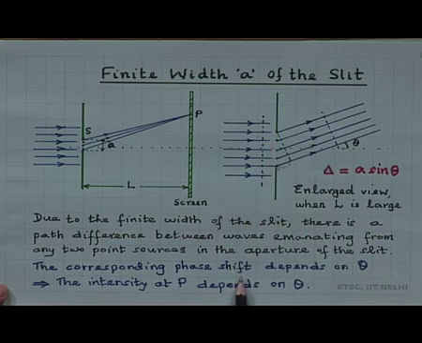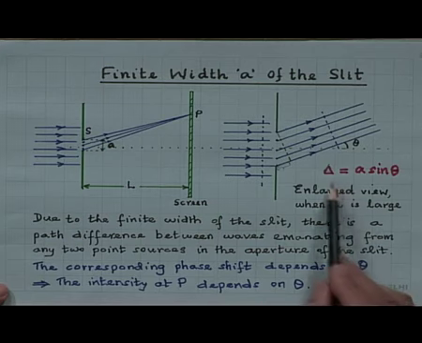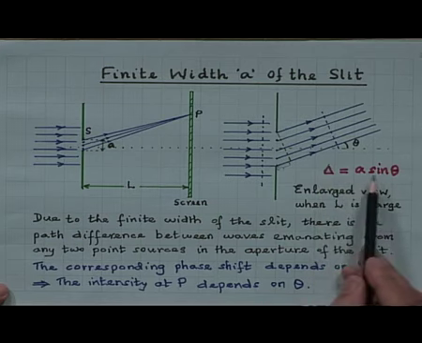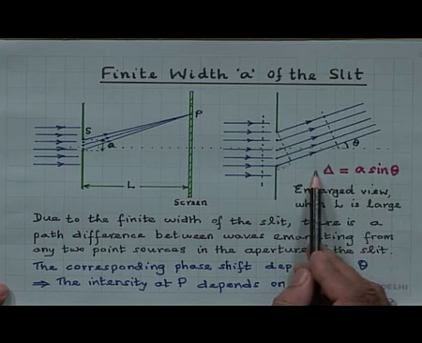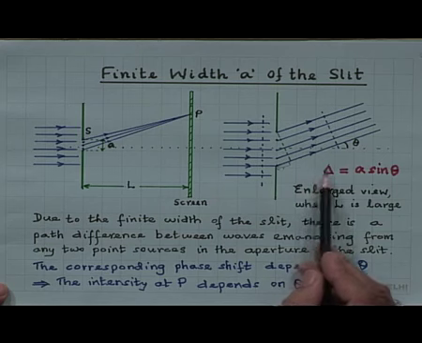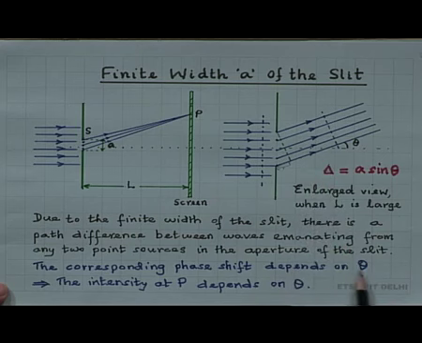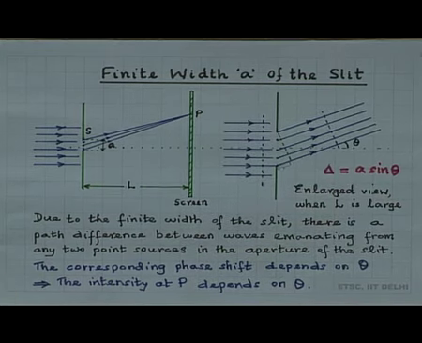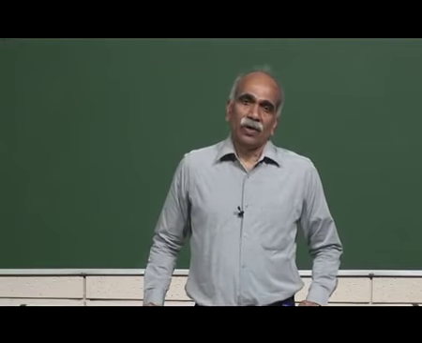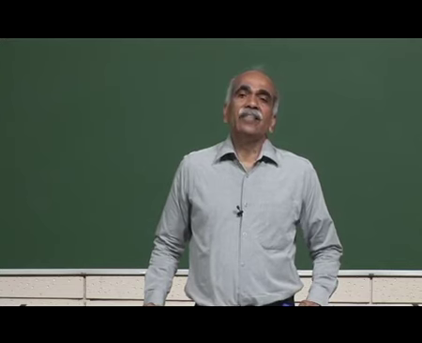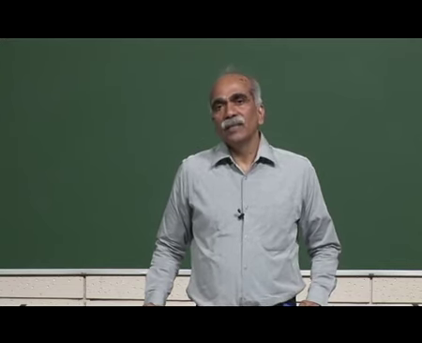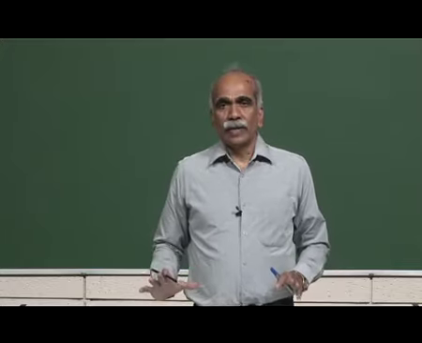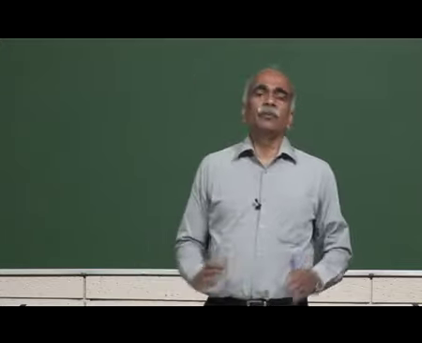The corresponding phase shift depends on theta, because as I have shown you. So, this is the path difference. To get the phase shift you simply multiply it by k into delta, which gives you the phase difference. So, the phase shift depends on theta, and therefore, the intensity at point P depends on theta. We will discuss this further and get an expression for the intensity distribution of a single slit diffraction. But before we go to that, we want to discuss two regimes of diffraction.